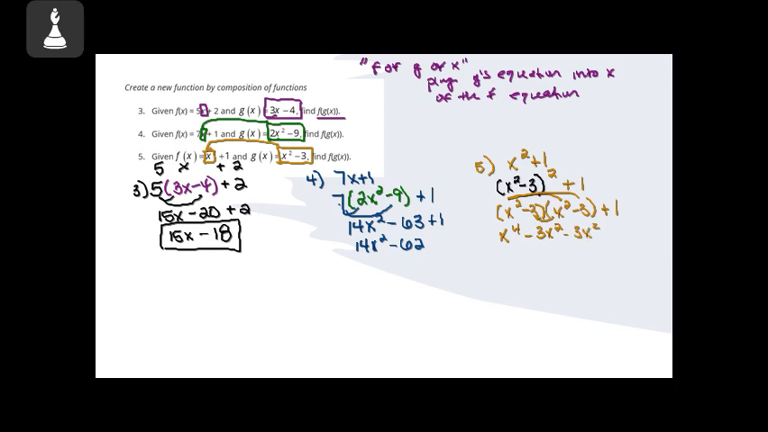X to the 4th does not combine with anything, but these two negative 3x squareds do combine to make negative 6x squared. And then 9 plus 1 is 10. So the biggest thing is just making sure you are plugging in the inner function for x in the other function.